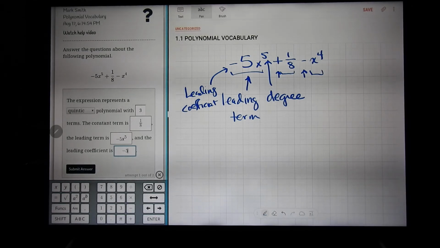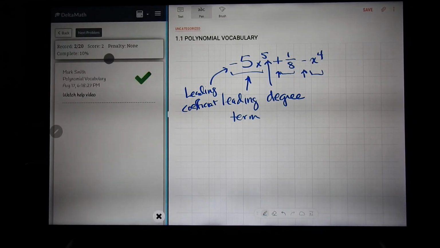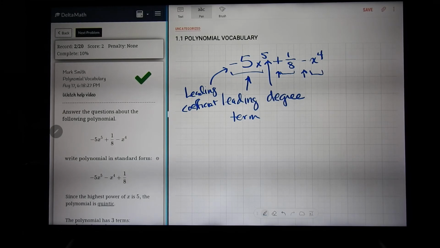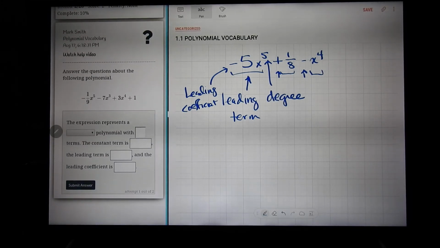All right, so we're going to submit that answer. Do we think that's right? I think it is right. And it turns out to be right. Let's do a couple more of these. They're actually pretty quick.